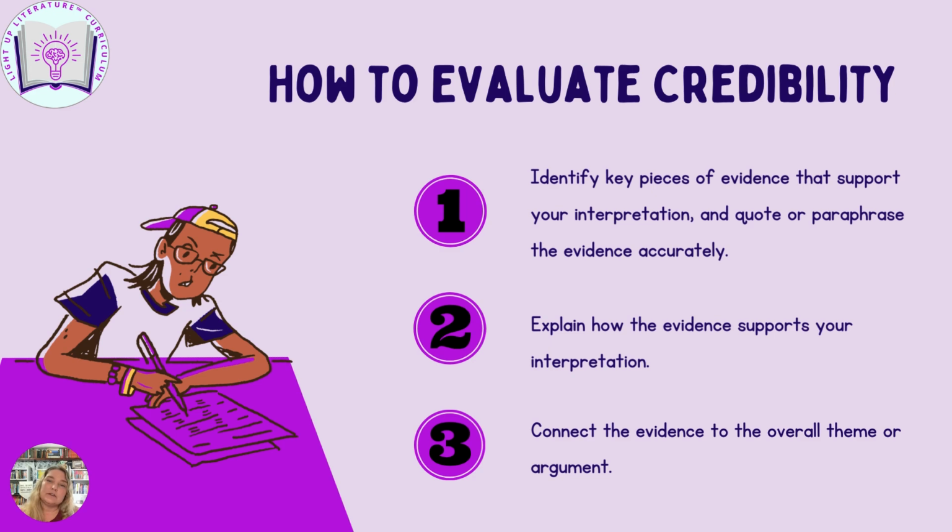So, to evaluate evidence or the credibility, we want to identify key phrases or key pieces of evidence that support what you're trying to say. And this will be more clear when we are in our practice. We're going to explain how the evidence supports it. So just because we cite evidence, then we have to explain it. You have to do both parts. So you have to cite, and then explain.